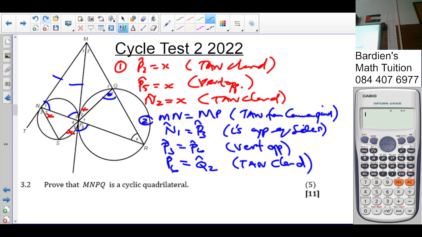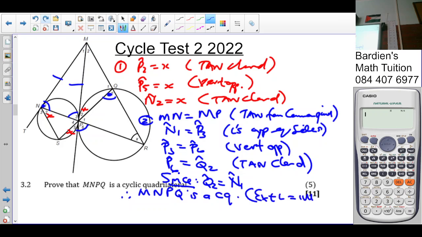Now, since angle Q2 is equal to N1, therefore MNPQ is a cyclic quad. Why? Because the exterior angle equals the interior opposite angle. There we go, five more.